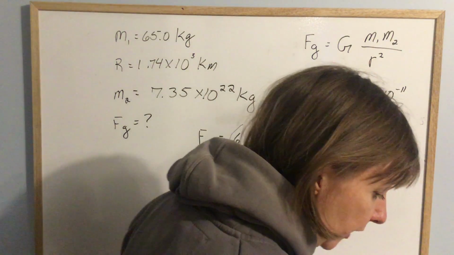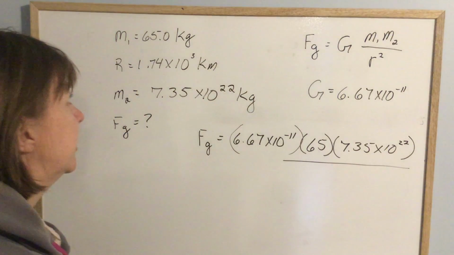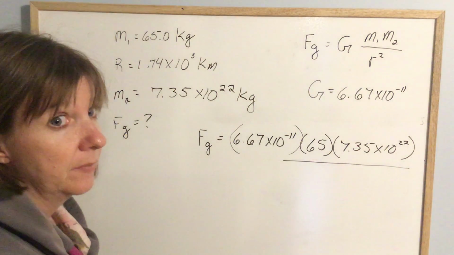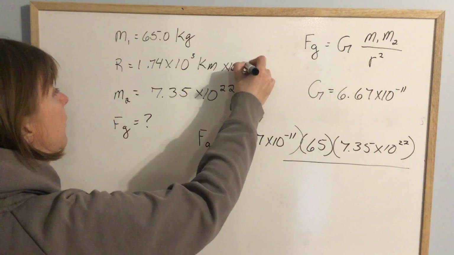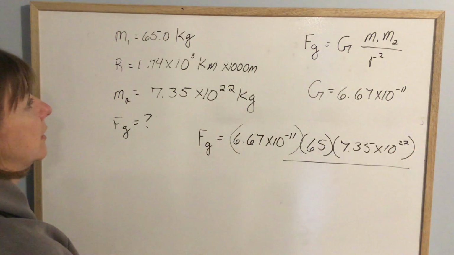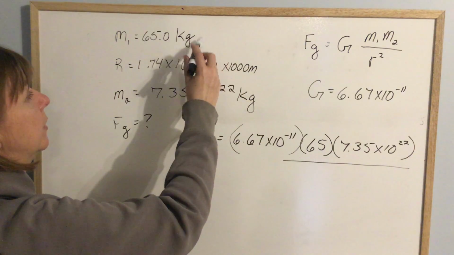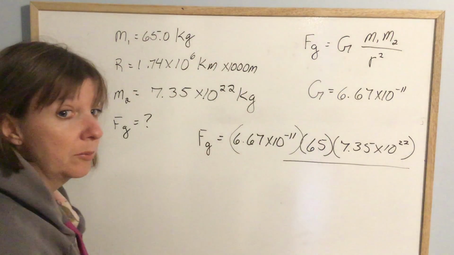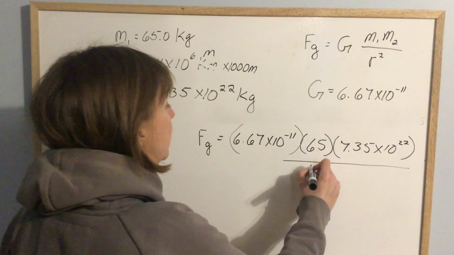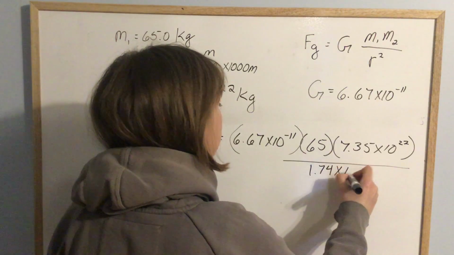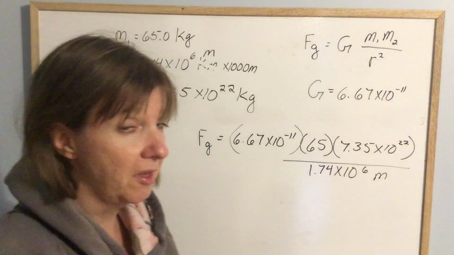Now that is going to be divided by, now, right now it's in kilometers. So we have to multiply this by 1,000 because there are 1,000 meters in a kilometer. So that is 1, 2, 3. So really all I have to do is add 3 onto my exponent, and that will automatically change it into meters. So it would be 1.74 times 10 to the 6 meters. You do have to do that though.